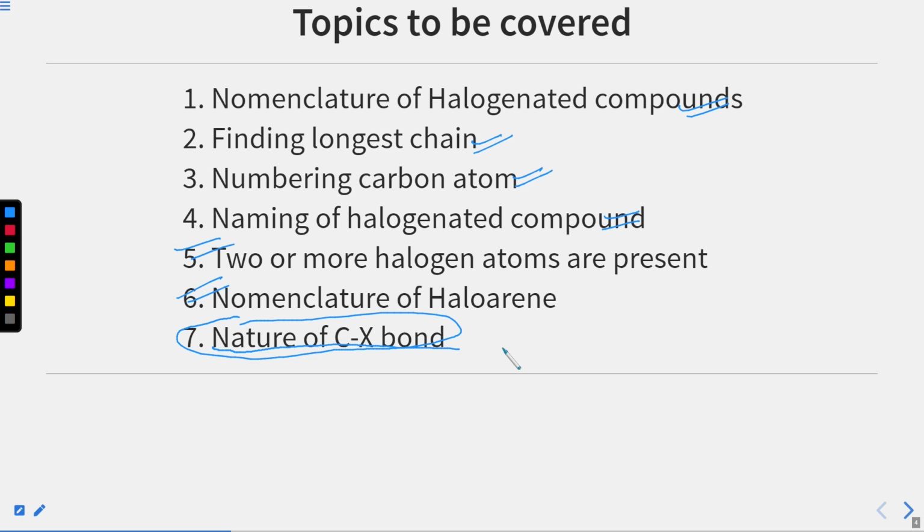Only then will you be able to identify whether this bond will be cleaved or whether this bond will be formed or not. So this is very important. Do not just say that this is just a side part. This is the main part. This will form the basis for all of the reactions that you will see later on. So let us start today's class.